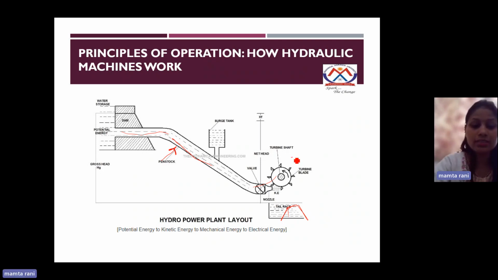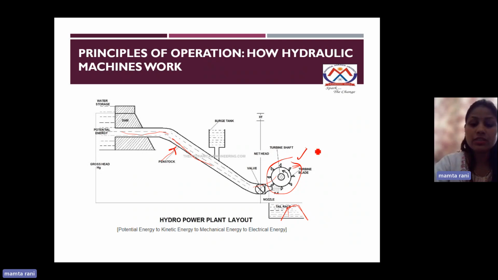Then we have the turbine. It is the heart of the hydraulic power generation system. It is typically located in a large concrete or steel structure known as a powerhouse. The turbine consists of a set of blades or buckets that are mounted on a shaft and are rotated by the force of water flowing through them.